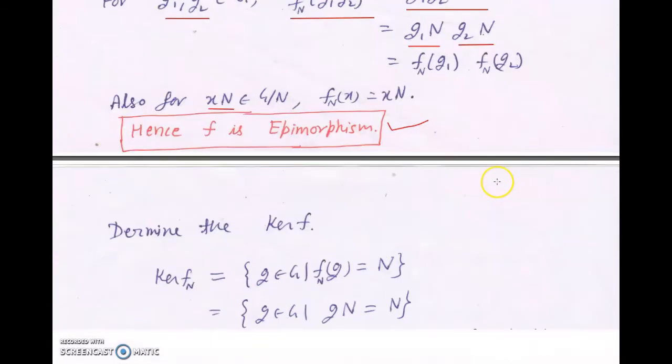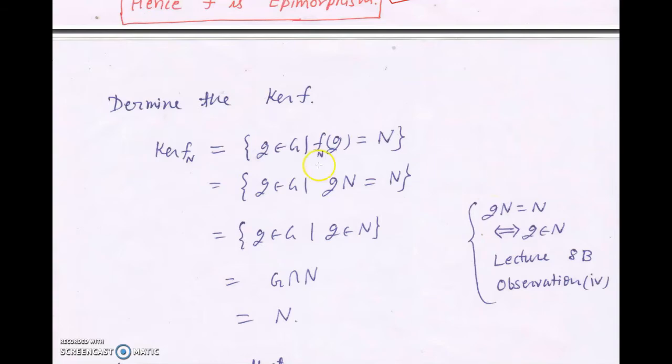Now let us determine the kernel of this map. The kernel of f_N, by definition, is equal to those g in G such that f_N(g) is equal to the identity of G/N, and the identity of G/N is N. So by the definition of f_N, gN is equal to N, and those g in G such that g belongs to N.